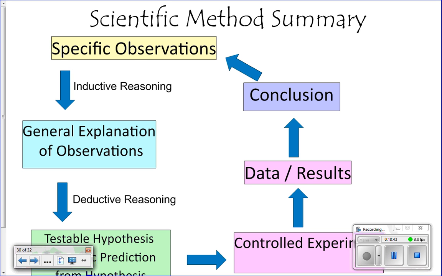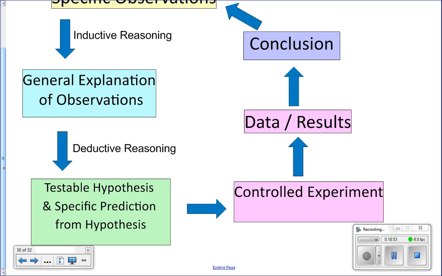Okay, so here's a little summary chart of your scientific method. So observations, first step. Okay, use inductive reasoning to come up with a general explanation. Then use deductive reasoning to come up with a hypothesis, run your controlled experiment, collect data, get results, form a conclusion, which leads to new observations and questions, and the cycle continues. Yeah? Okay.